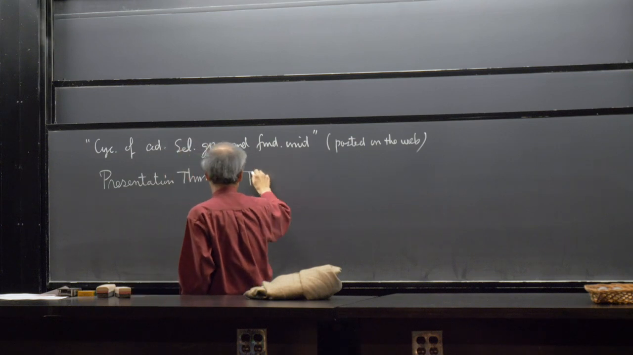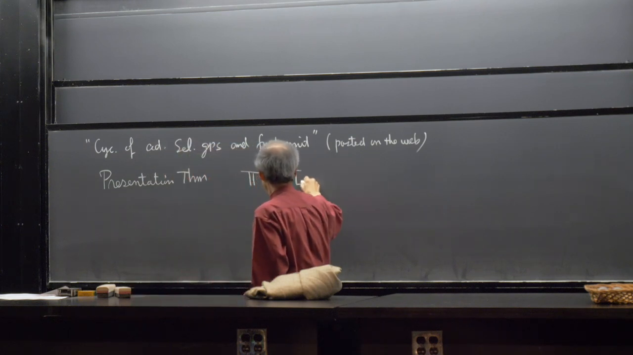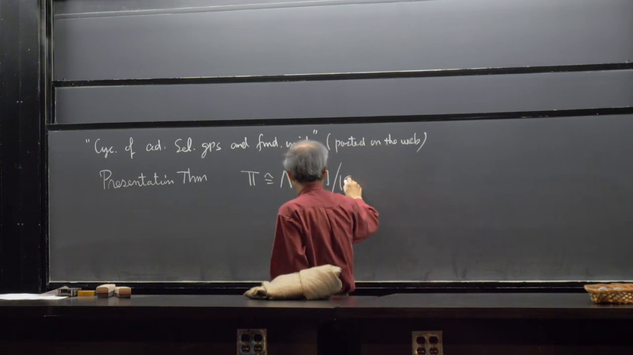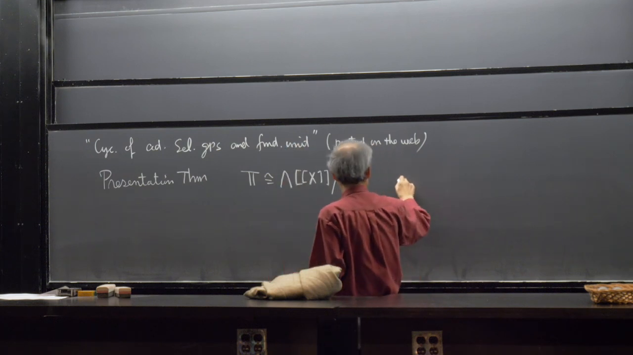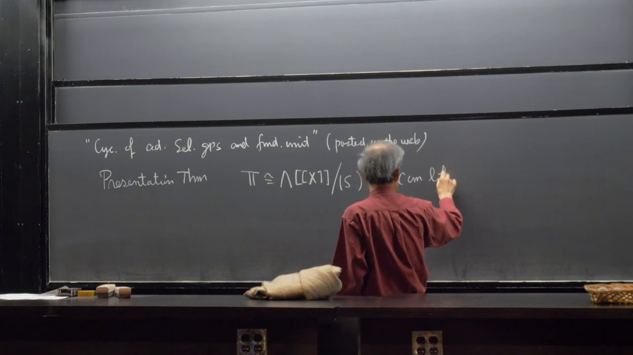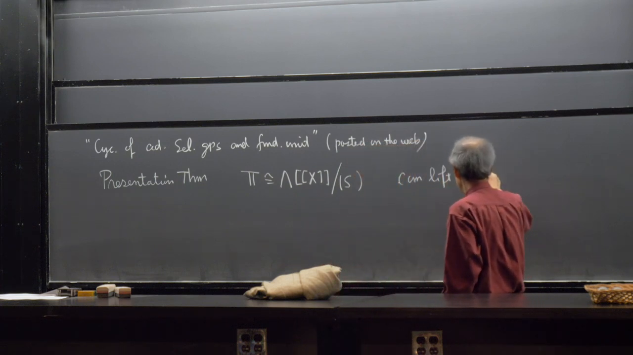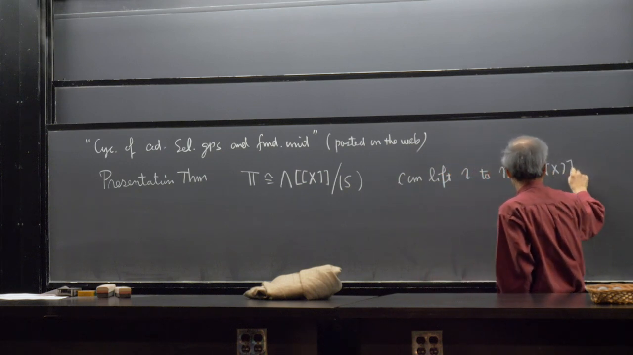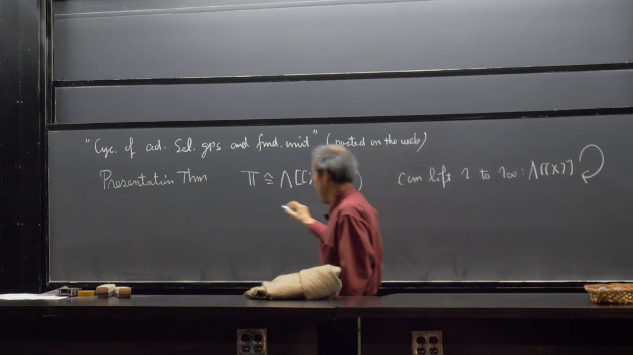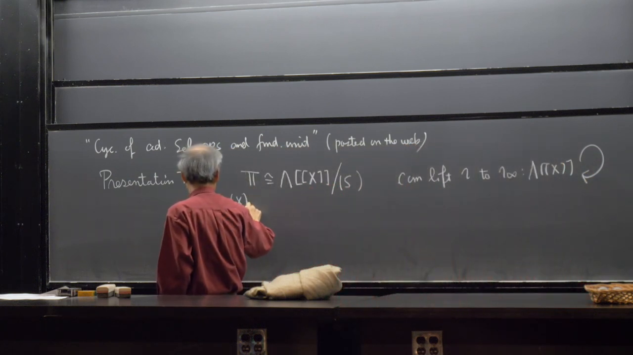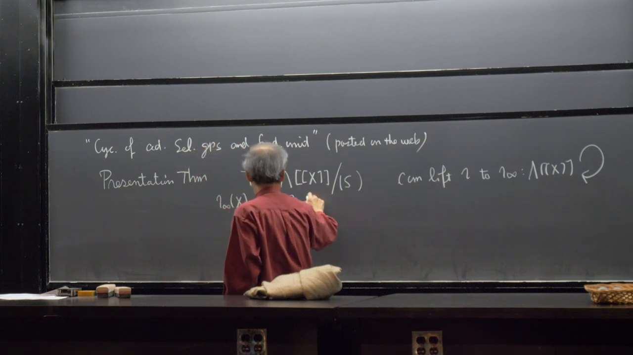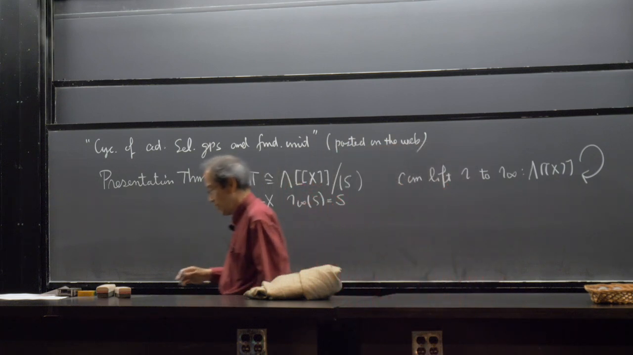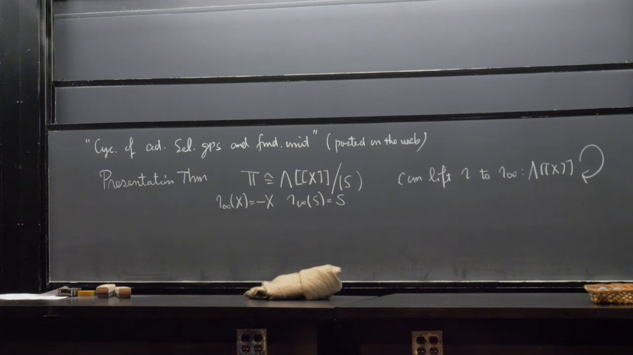T has a presentation over lambda, a one-variable power series ring, so it's entirely two variables, modulo a power series S, and you can lift the involution iota of T to an involution iota infinity of lambda double bracket X. And iota infinity acts on X by minus. Iota infinity acts on S by plus. Okay, so actually S is a power series of T squared, X squared.